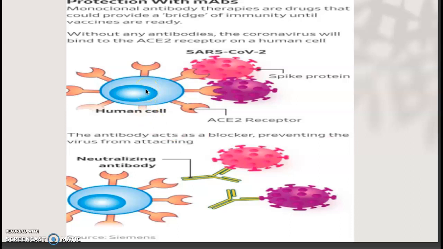Again, it will be clearer to you from this figure. In the first figure, when we don't have any monoclonal antibody, the SARS-CoV-2 spike protein identifies the ACE2 receptor, binds with it and attacks the human cell. On the other hand, when the patient is injected with a monoclonal antibody which is specific against the receptors of the spike protein, it prevents the virus from binding with the ACE2 receptor of the human cell.